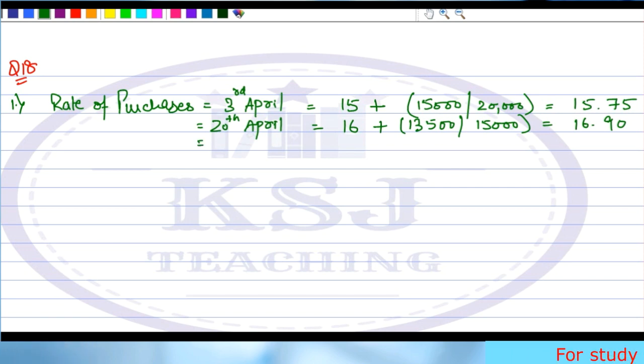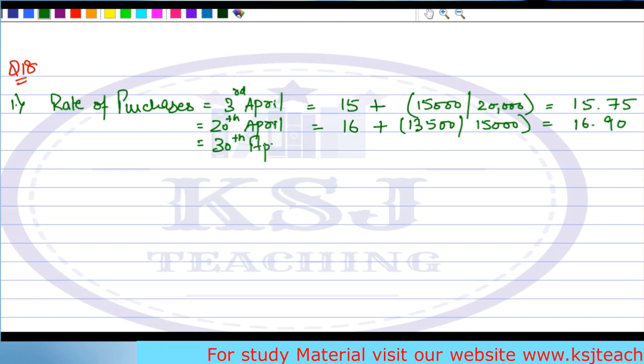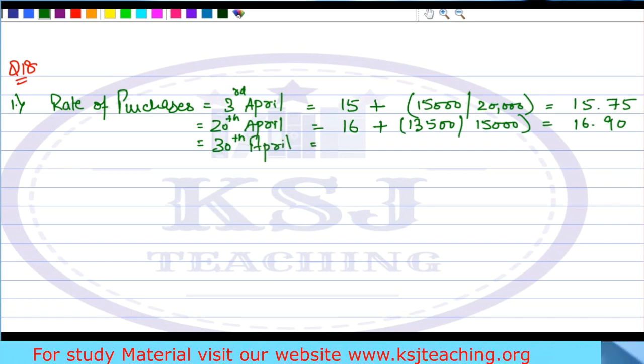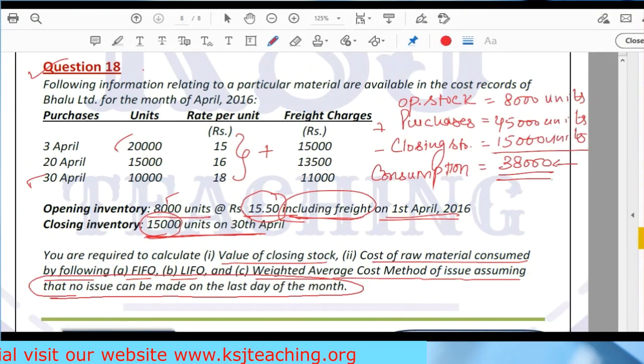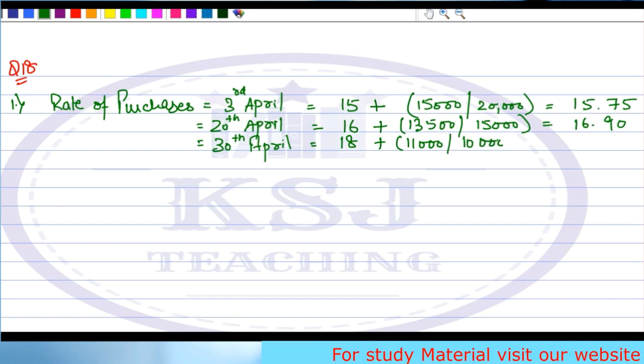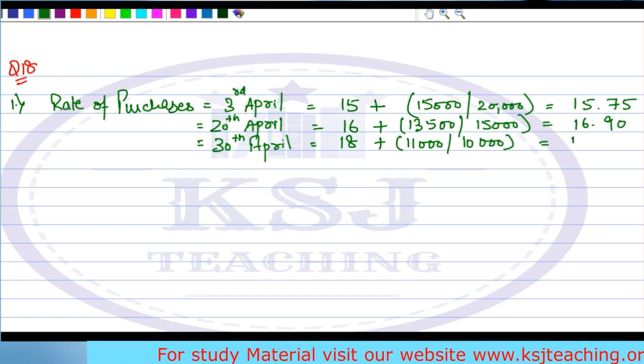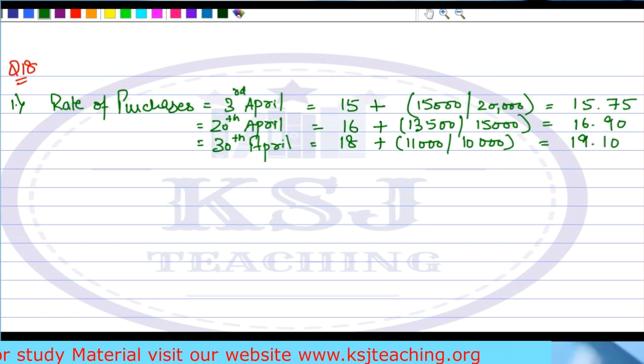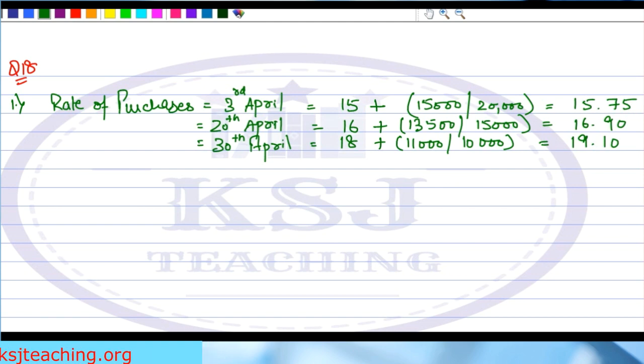Then 30th April. What is the basic rate given? Basic rate given is 18 per unit and freight charges is 11,000 for the units of 10,000. 18 plus 11,000 divided by 10,000. So this rate comes to 19.10. So now we have calculated the rate of purchases inclusive of freight.